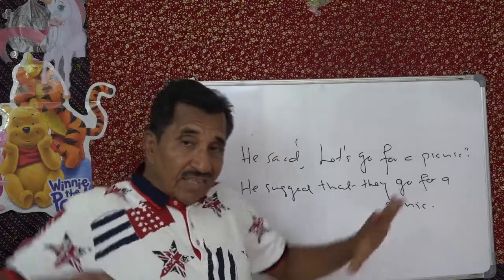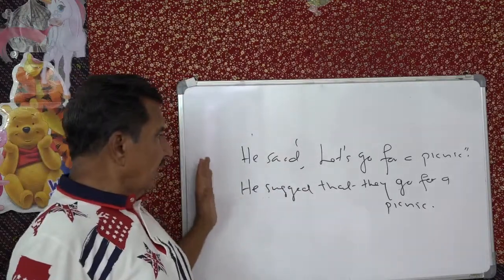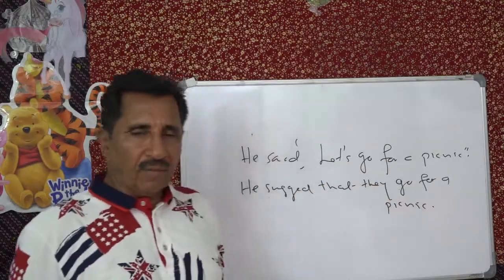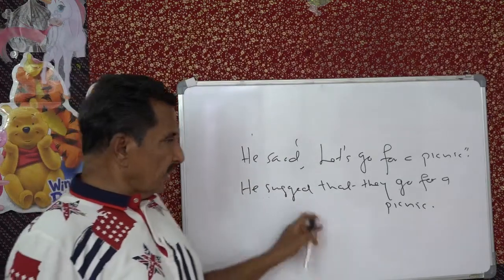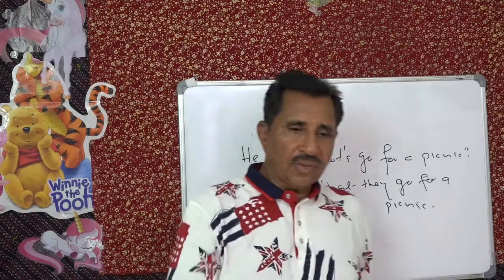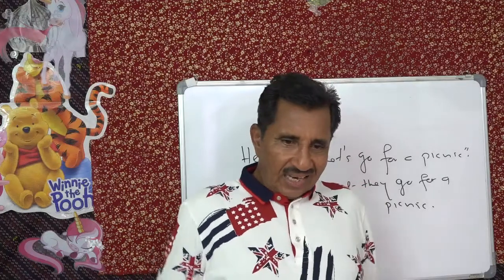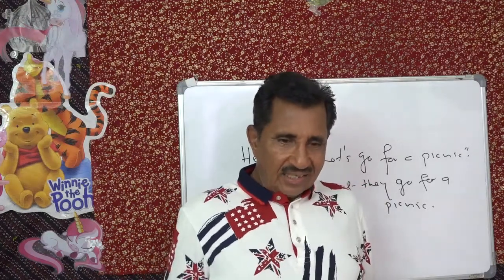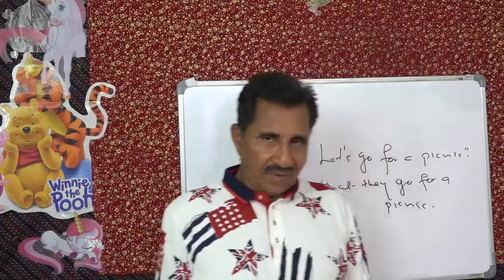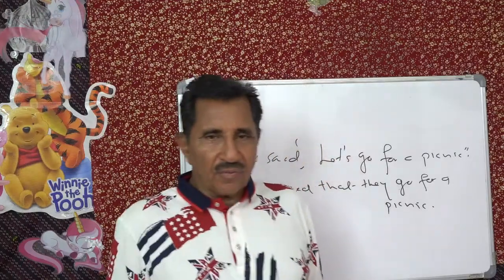This suggestion is within themselves, not to another person. If it is to another person, you can say like that: he requested them to let them go for a picnic. Here the suggestion is within this group. Suppose one of you in the class says, let's go for a picnic. So you say, he suggested that they go for a picnic, because it is happening within this group or this circle.